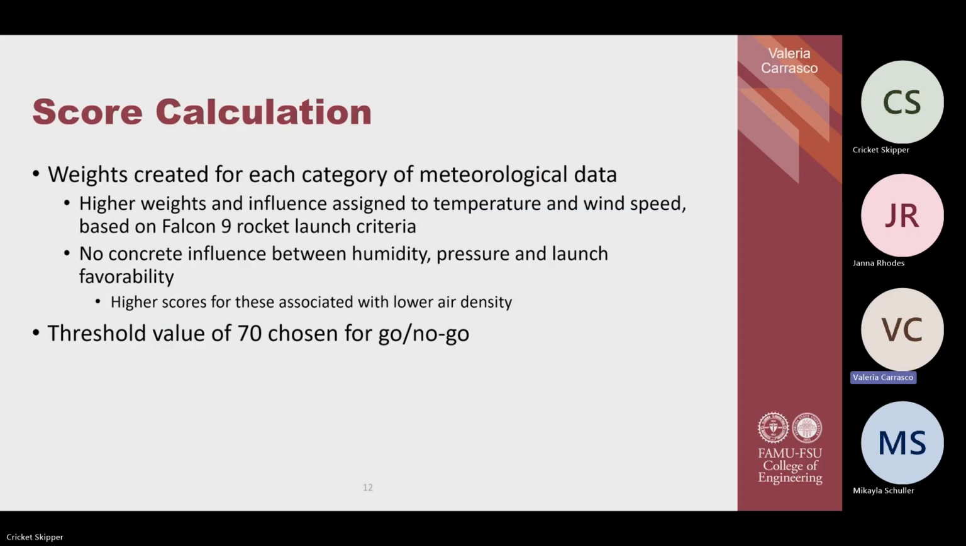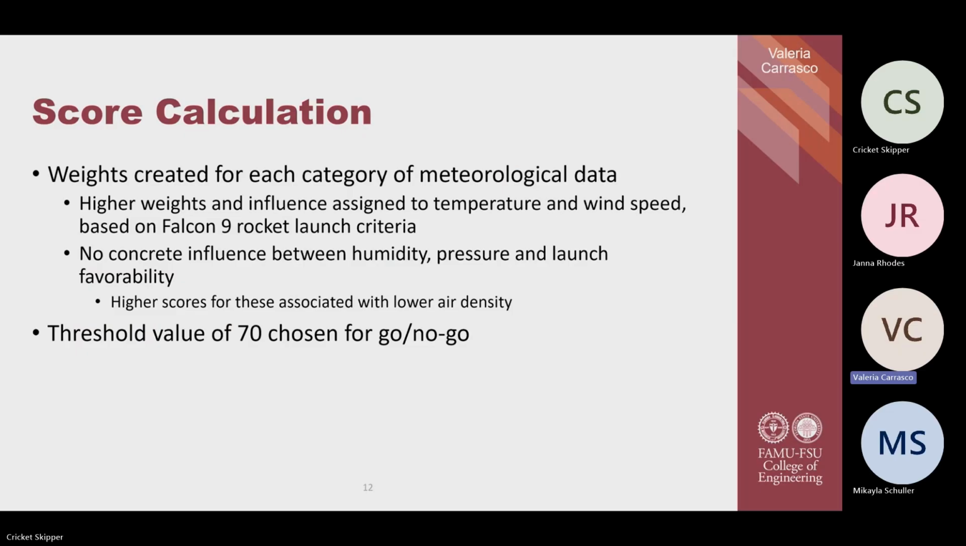Now that we had the data predicted by the model, we could use this to determine whether a day was good or not for launch. To create a score calculation system, weights were created for each category of meteorological data, those being temperature, wind speed, humidity, and pressure. Higher weights were given to temperature and wind speed, since those have a clearer influence on rocket launch favorability based on the Falcon 9 rocket launch criteria by NASA.